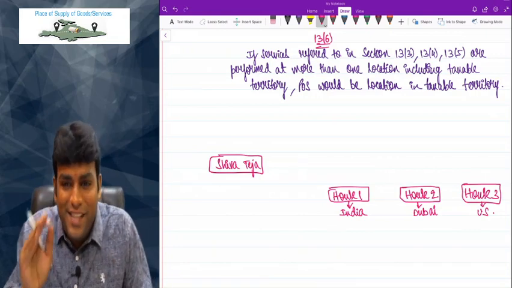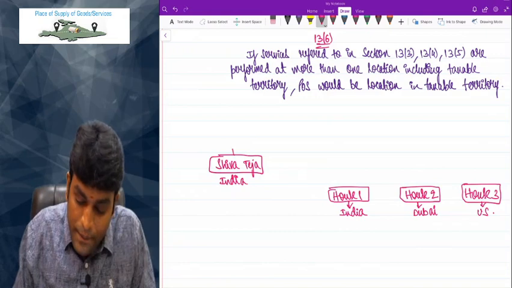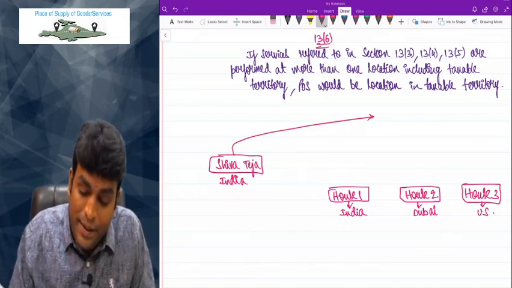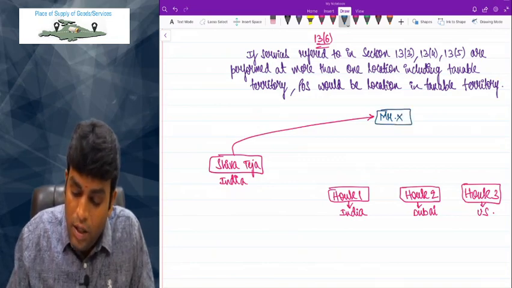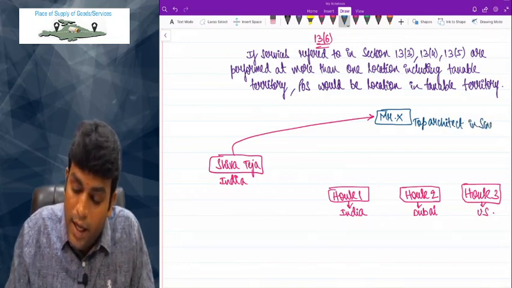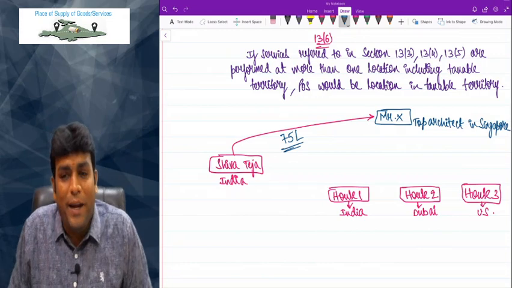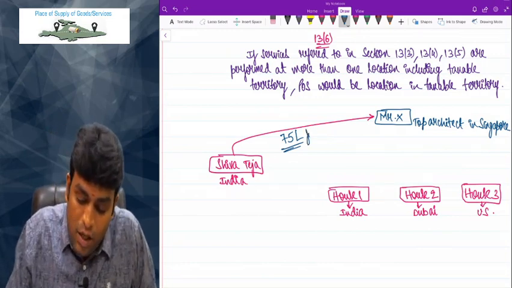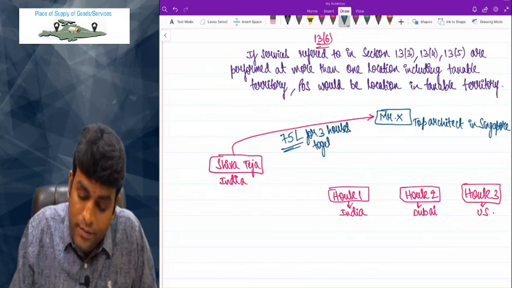when SHIVA TEJA is there, SHIVA TEJA is basically of India only. Now I contacted somebody called Mr. X, who is one top architect basically in Singapore, and I paid him 75 lakhs. I paid him what, sir? 75 lakhs for 3 houses together.